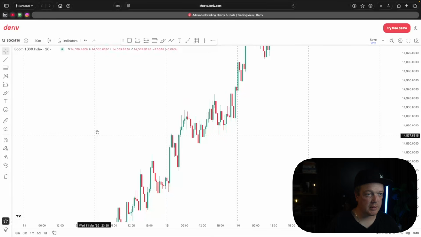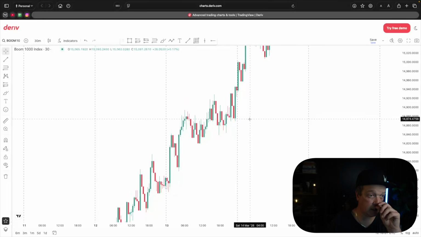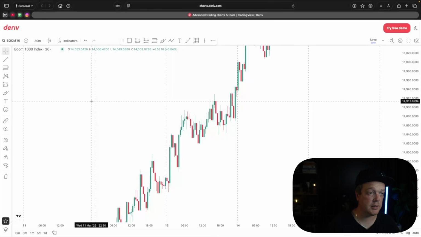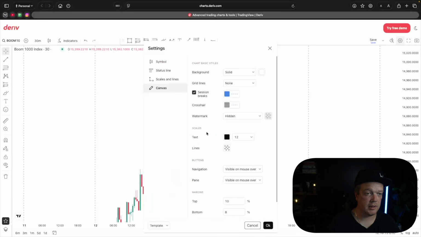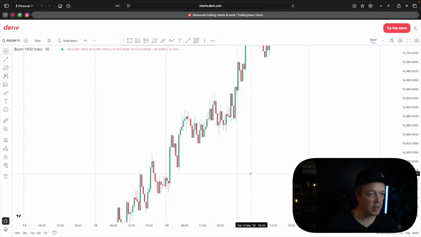Each of these lines are separate tools, so that shows you where the days begin and where the day ends. So if you want to activate it, go to settings, go to canvas and do your session breaks. If I do it off, it's off. If I put it on, it's on. So session breaks.